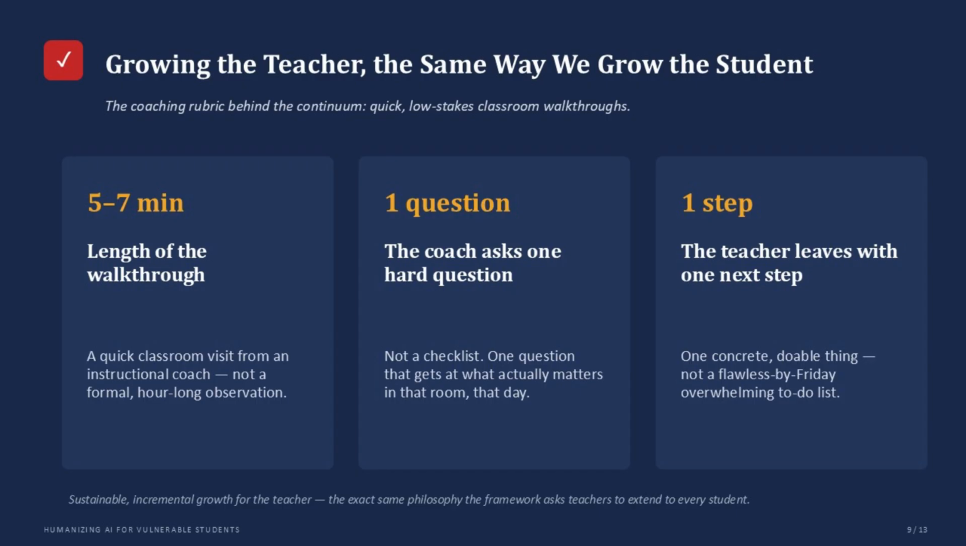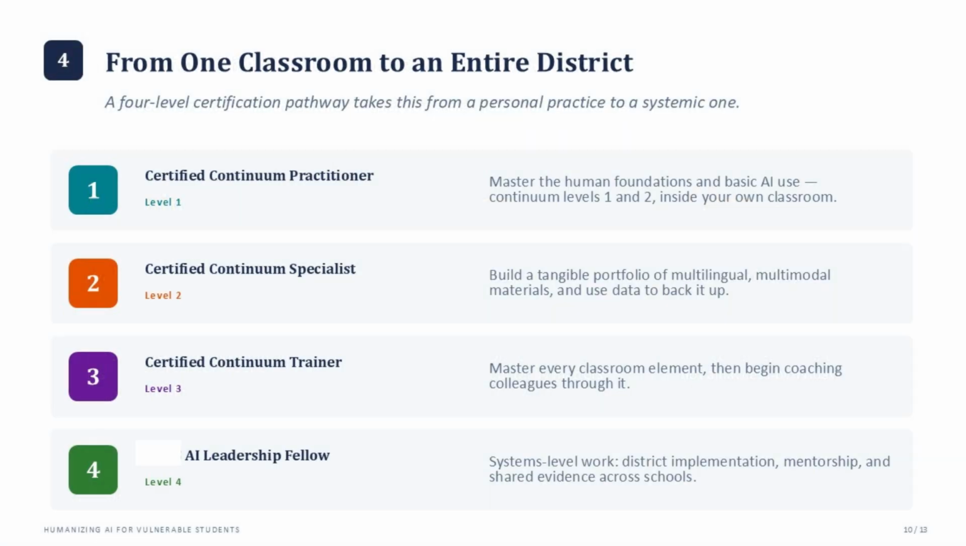Exactly. But if this framework can completely change a single student's self-image, how do we make sure it doesn't just remain a secret weapon for one isolated, brilliant teacher? You scale it. And the framework actually includes a 4-tier certification pathway designed to take this impact from a single classroom all the way up to the district level. How does someone actually climb that ladder? Like, does it start small? It starts entirely within your own classroom.